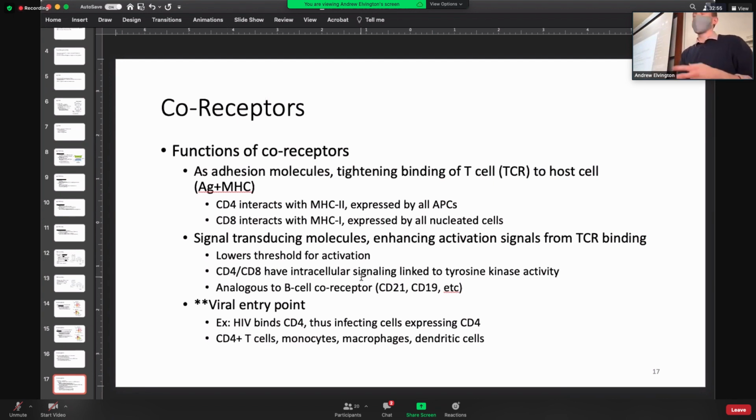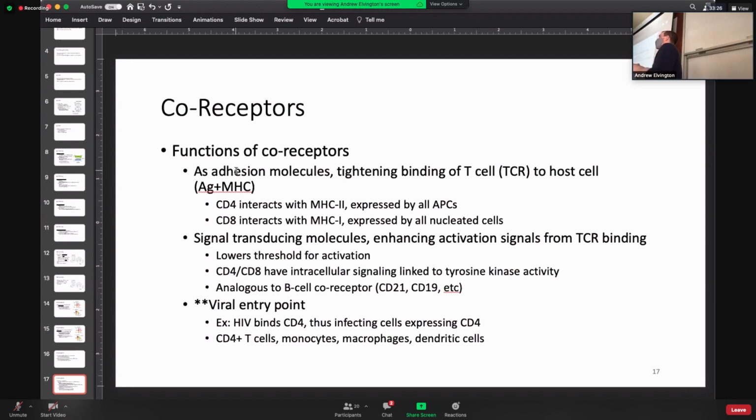CD4 and CD8, when they see MHC 1 or 2, whichever they're supposed to see, they themselves can activate kinases that can drive signal transduction. So the T cell receptor alone could cause 10x signal transduction. If the co-receptor also does it, it could cause 100x. It makes it much more likely, analogous to what you see with CD21 and the B cell receptor.